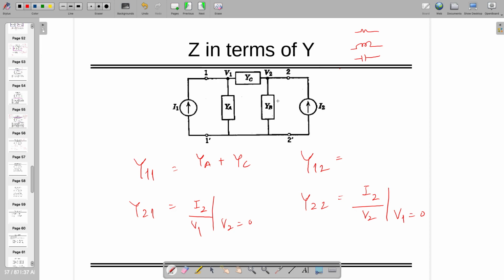Okay, so now y12 minus yc, this has to be minus yc. Okay, so now everybody is an expert of this, so tell me, yb plus yc, huh?